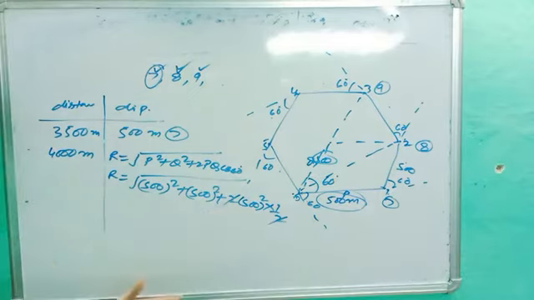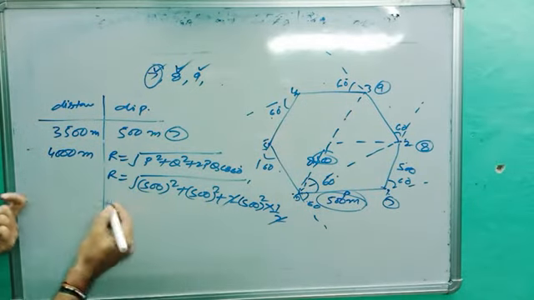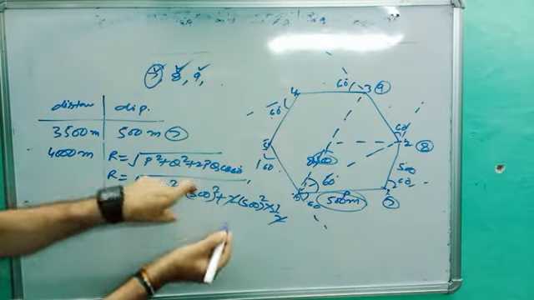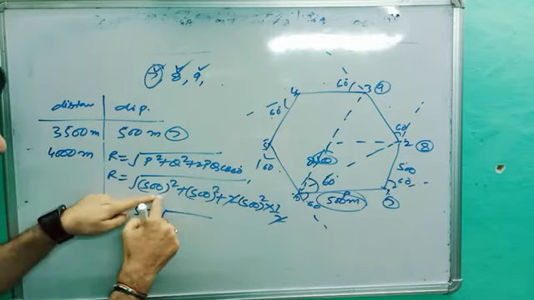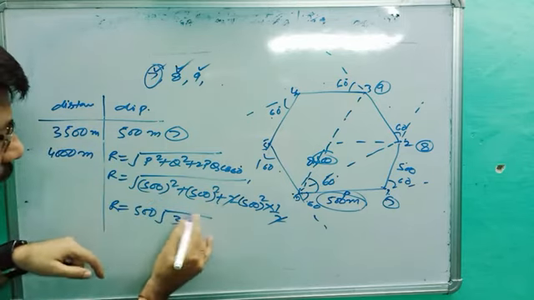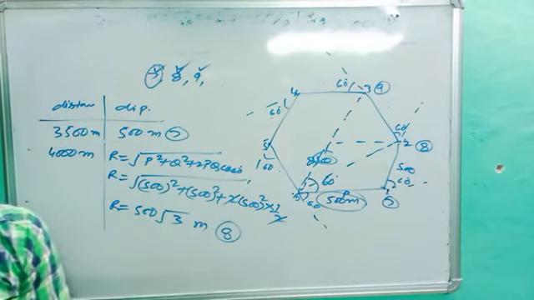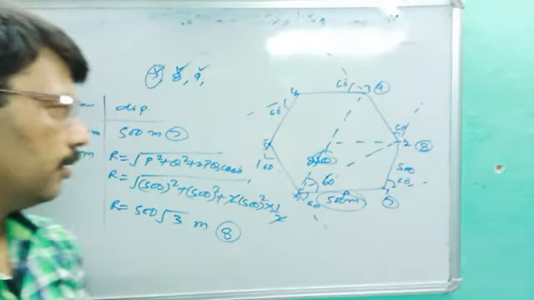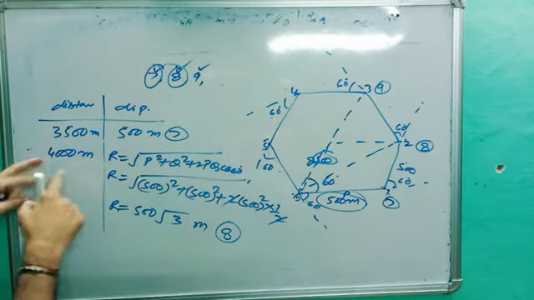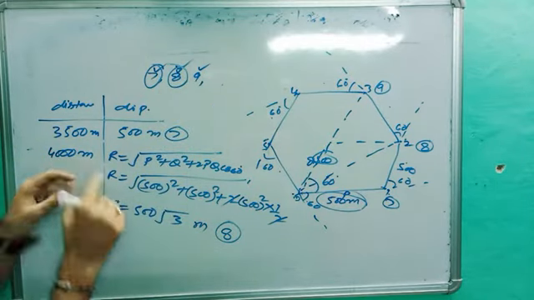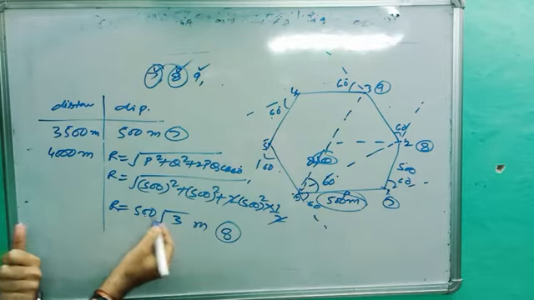2 will cancel out. 500 whole square will be common, so it will come outside the square root. R will be 500 under root 1 plus 1 plus 1. It will be 500 root 3 meters. This is the displacement of the 8th turn. Are you getting the point? So this is the story of the 8th turn. Distance will be 4000 meters and displacement will be 500 root 3 meters.